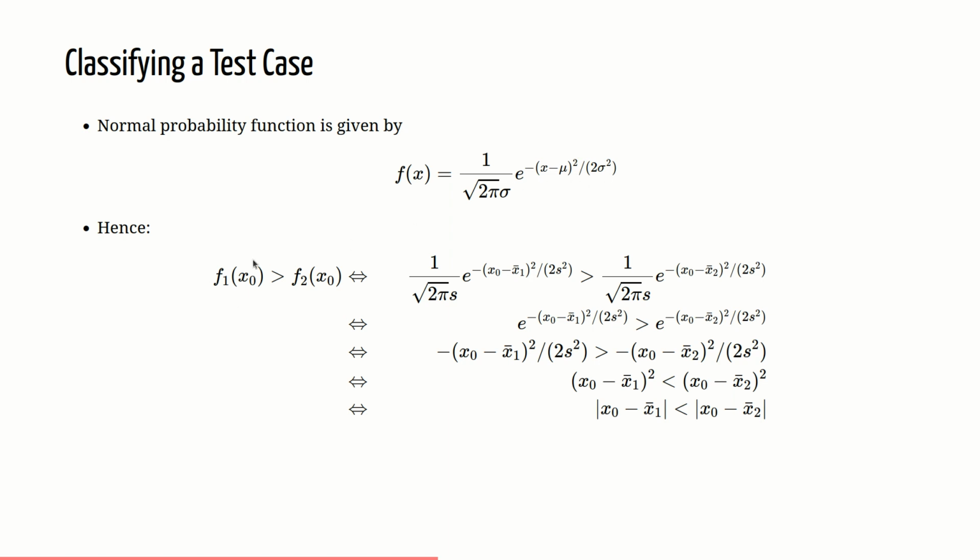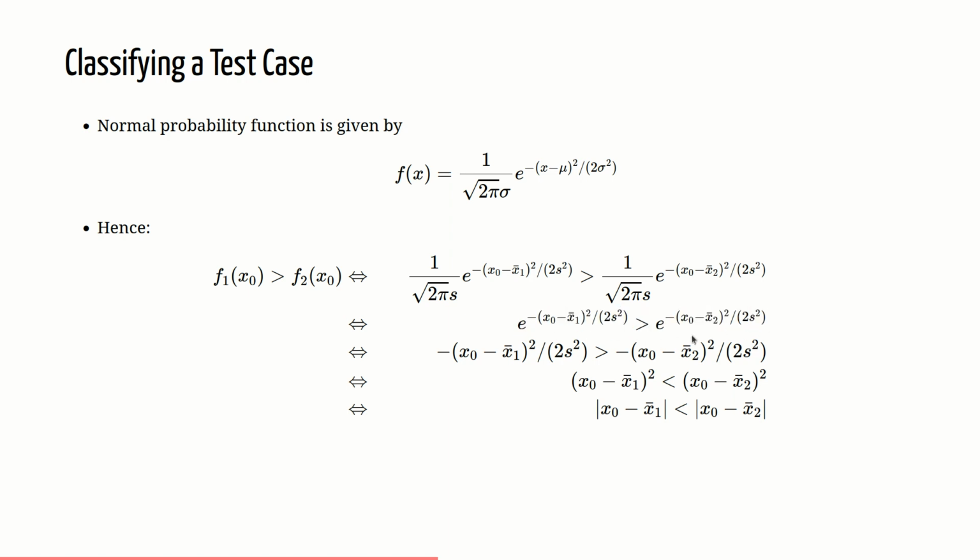Then if f1 of x0 is to be bigger than f2 of x0, we can just plug in what we know about f1 and f2. So they're the same formula. The sigma is the sample standard deviation that we've got from the training data. That's the same for both sets, and the only thing that differs is the mean, right? So you can see that this first term is the same, and we can cancel it out, and so we just have this expression here.